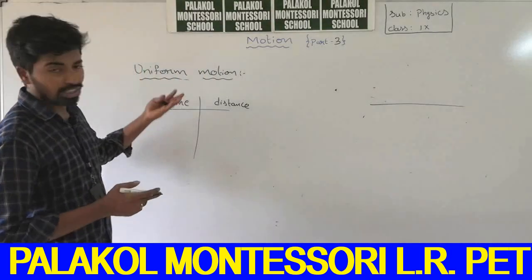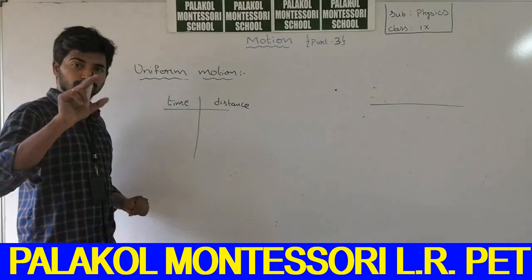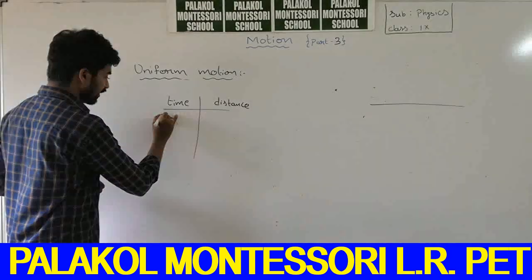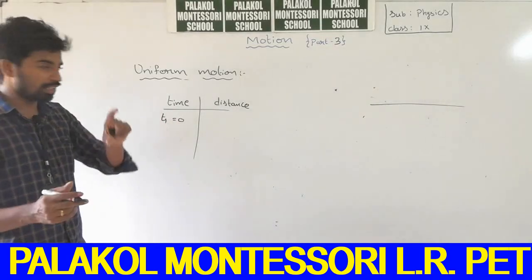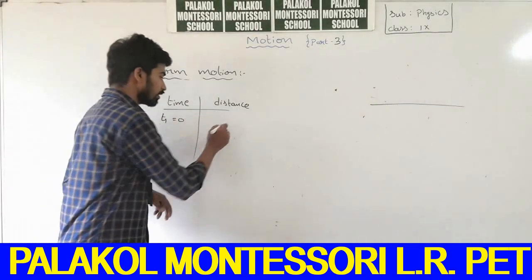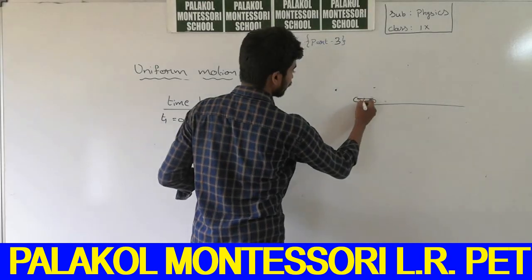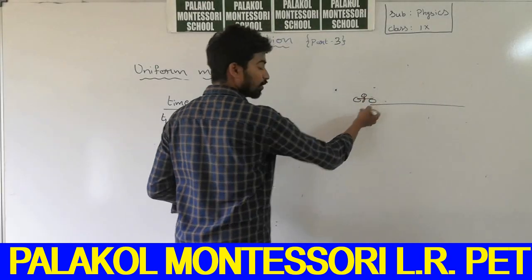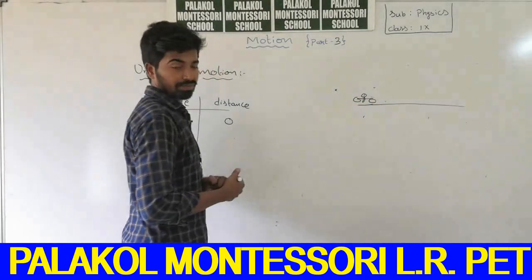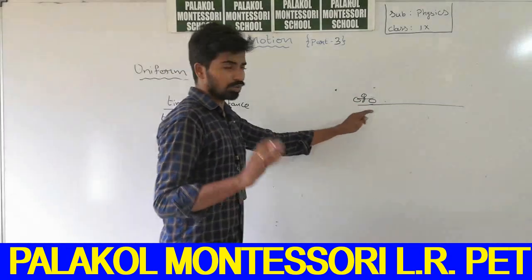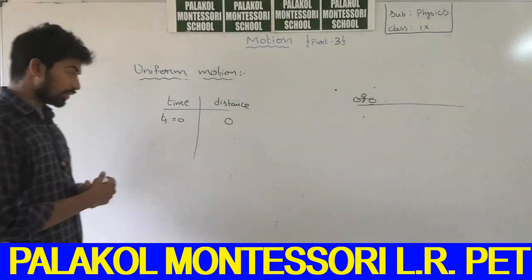Let us assume that you are traveling on a straight way. The stopwatch is showing 0, so here t1 is equal to 0 seconds. You are at the starting position, starting with some vehicle here. So, at 0 seconds you have not traveled any distance, so the distance traveled is 0.